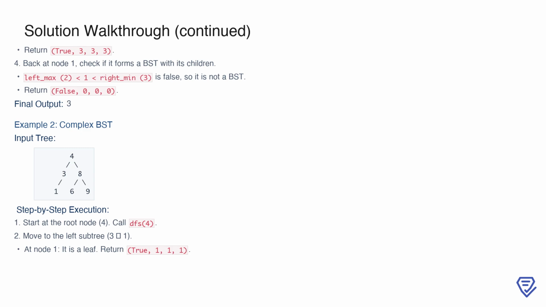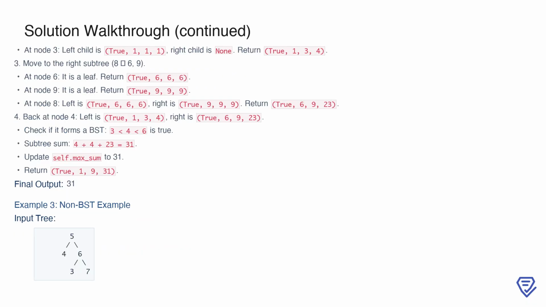Moving to the next example, we now have a more complex tree where the root node is 4. The left subtree consists of nodes 3 and 1, while the right subtree consists of nodes 8, 6, and 9. Starting at the root, we perform a depth-first search and first explore the left subtree. In the left subtree of 4, we start with node 3 and move further down to its left child, 1.